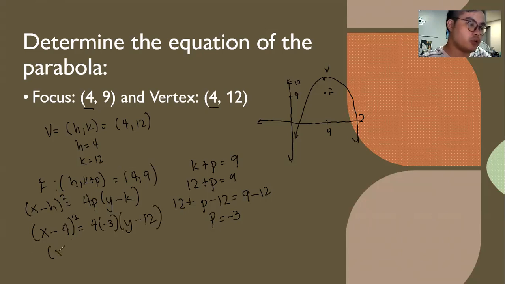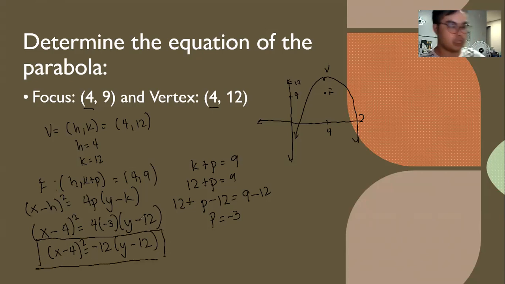Okay, so now we're going to simplify. Okay, so 4 times negative 3 will become negative 12. Then y minus 12 is inside the parentheses. So here is the equation of the parabola given its focus and vertex.